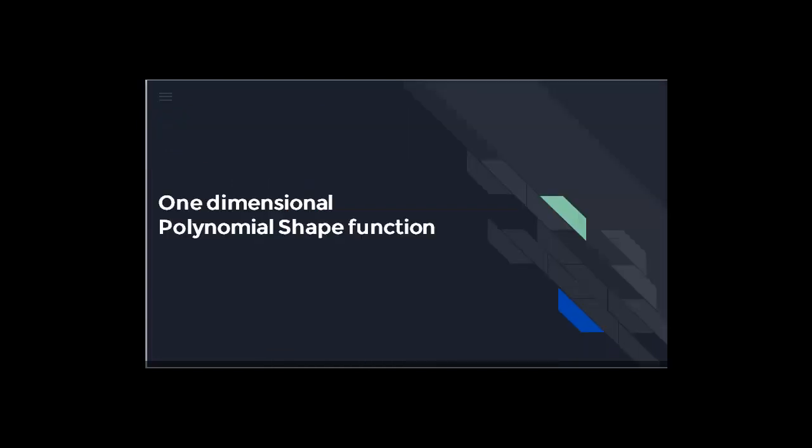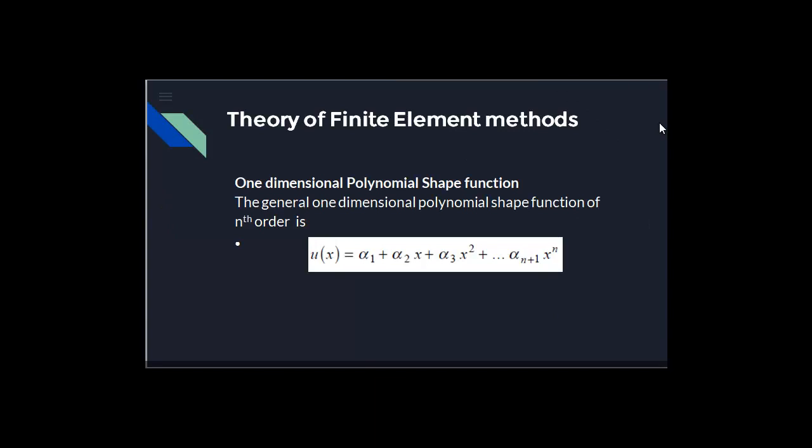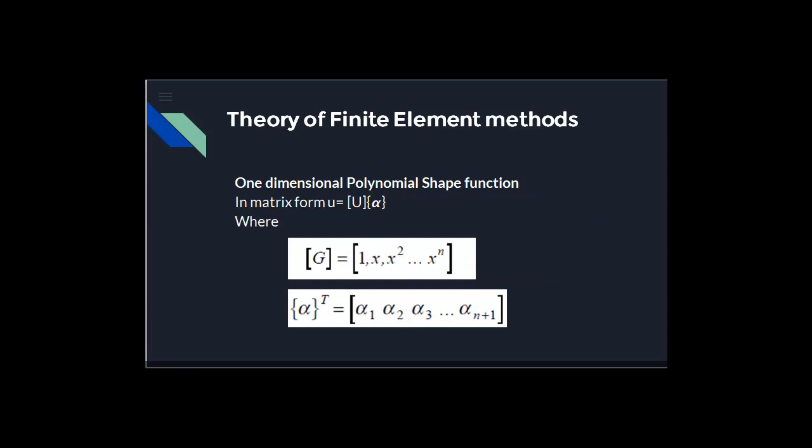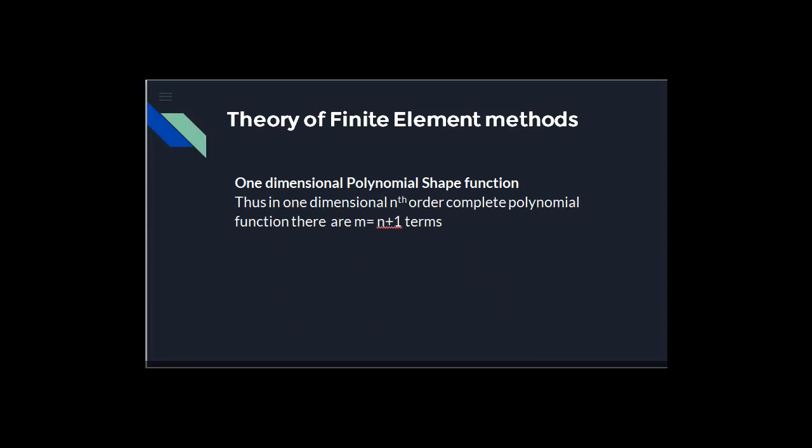Now let us see the one-dimensional polynomial shape function. Let us take the general one-dimensional polynomial shape function of nth order as u(x) equal to alpha 1 plus alpha 2 x plus alpha 3 x square up to alpha n plus 1 into x to the power of n. In matrix form it can be represented as u equal to G into alpha, where G is equal to 1, x, x square up to x to the power of n, and alpha transpose is alpha 1, alpha 2, alpha 3 up to alpha n plus 1. Thus in one dimension, the nth order complete polynomial has m equal to n plus 1 terms.